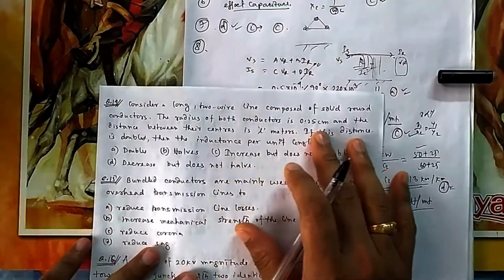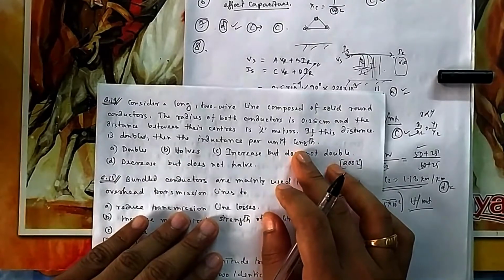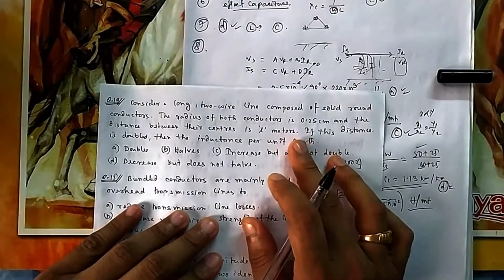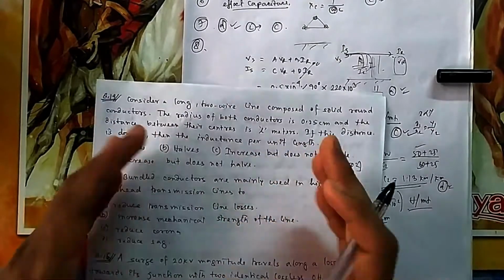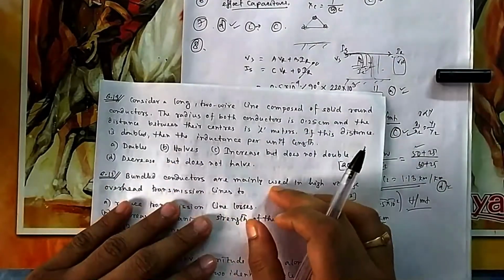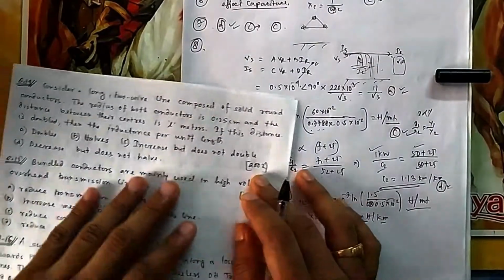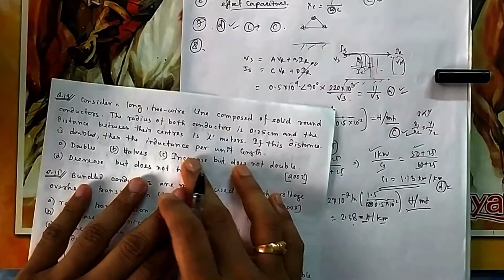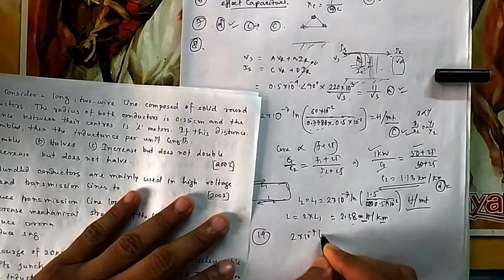Now if you come to 14: consider a long two-wire line composed of solid round conductors. The radius of both the conductors is given. The distance between the centers is given. If the distance is doubled, then the inductance per unit length. This type of question we have solved in EM theory also. At that time I told you, but that was for parallel plates. Here it is a solid, like your conductor, it is always a solid round cylindrical shape. So your inductance, you know, is 2 into 10 to the power minus 7. Then for a 2 wire line, the inductance per unit length, you can consider 2 into 10 to the power minus 7 ln GMD by GMR.